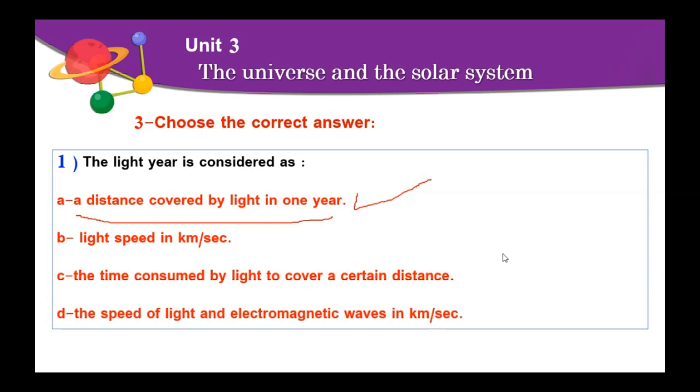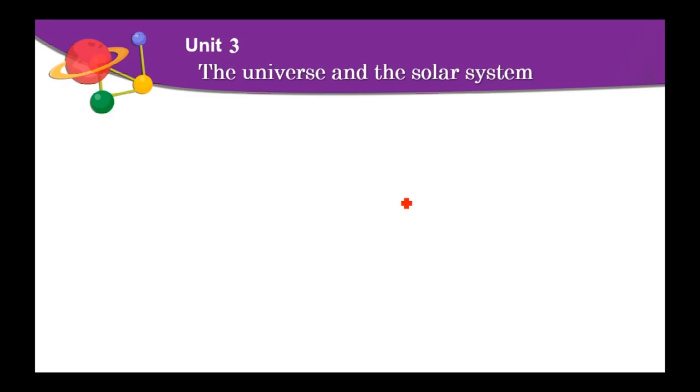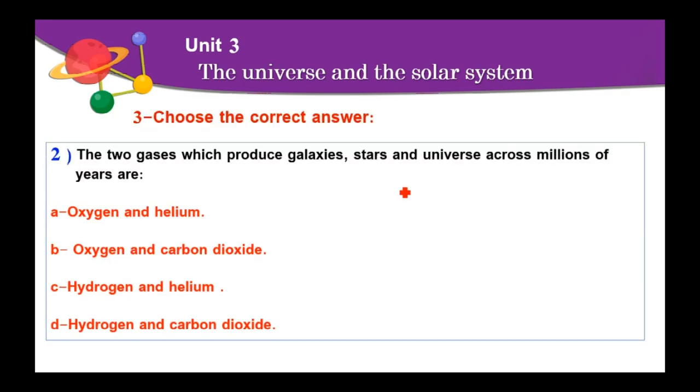The next question. The two gases which produce galaxies, stars, and the universe across millions of years are: oxygen and helium, oxygen and carbon dioxide, hydrogen and helium, hydrogen and carbon dioxide. Which of them is correct?